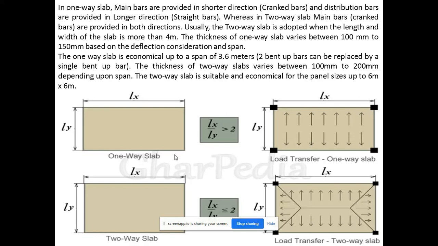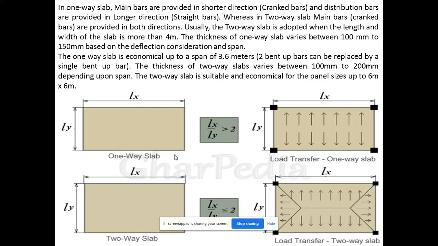The thickness of one-way slab varies between 100 and 150 mm based on working configuration and span. The one-way slab is economical up to span 3.6 meters. The two bent-up bars can be replaced by a single cranked bar. Remember, the old method of construction is to have two bent-up bars one next to another. But the newer procedure is like having only one cranked bar having two cranks. The thickness of two-way slabs varies between 100 to 150 depending upon the span. The two-way slab is suitable and economical for panel sizes up to 6 meters by 6 meters.